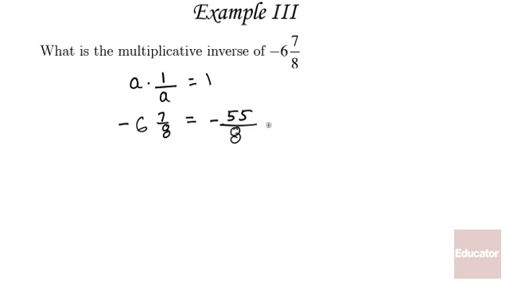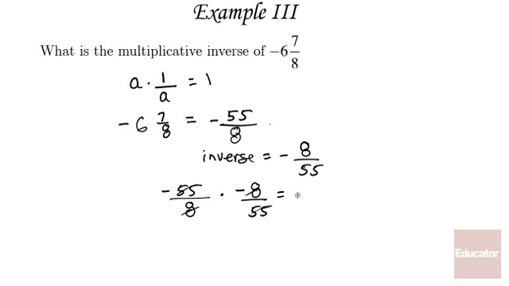And I just need to take the inverse of that, the multiplicative inverse. And so I would change that to negative 8 over 55. And it does satisfy this formula right here. Because if I took negative 55 over 8, which is my original number, and I multiply it by negative 8 over 55. Two negatives, negative times negative gives me a positive. The 8's cancel, the 55's cancel to give me 1. So I was able to check my work by seeing that it satisfies this equation.